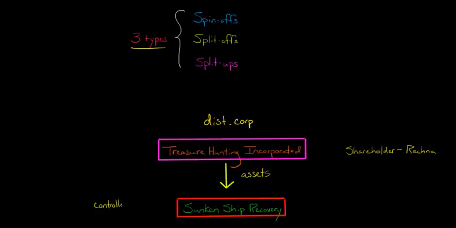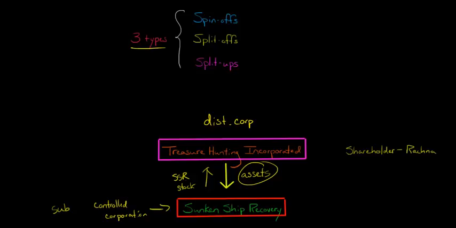A controlled corporation. It's going to have to be controlled in order to get the tax-free treatment, which we're going to talk about in a moment. So this is our controlled corporation or subsidiary, our sub, of Treasure Hunting Incorporated. Treasure Hunting Incorporated is going to give assets to Sunken Ship Recovery. They go into the ocean, try and recover lost treasure. So they give assets to this subsidiary, and in exchange, Treasure Hunting Incorporated is going to get SSR, Sunken Ship Recovery, stock. Basically, they're giving assets for stock.